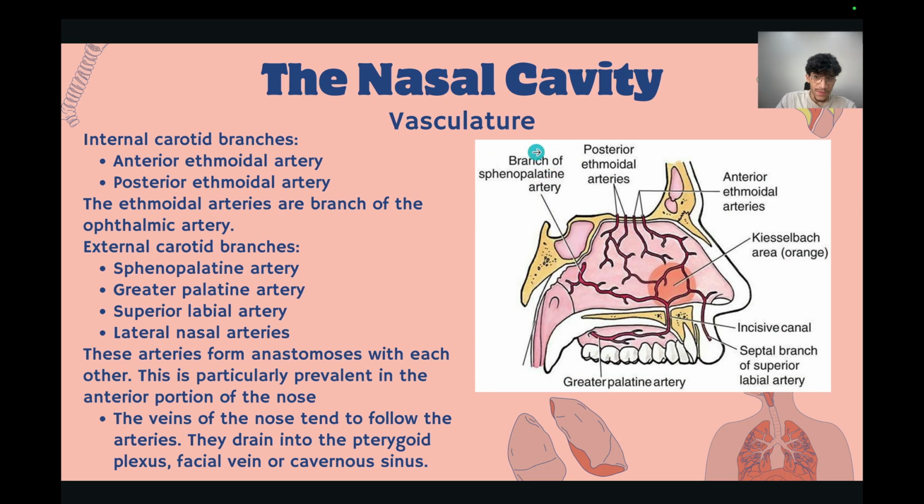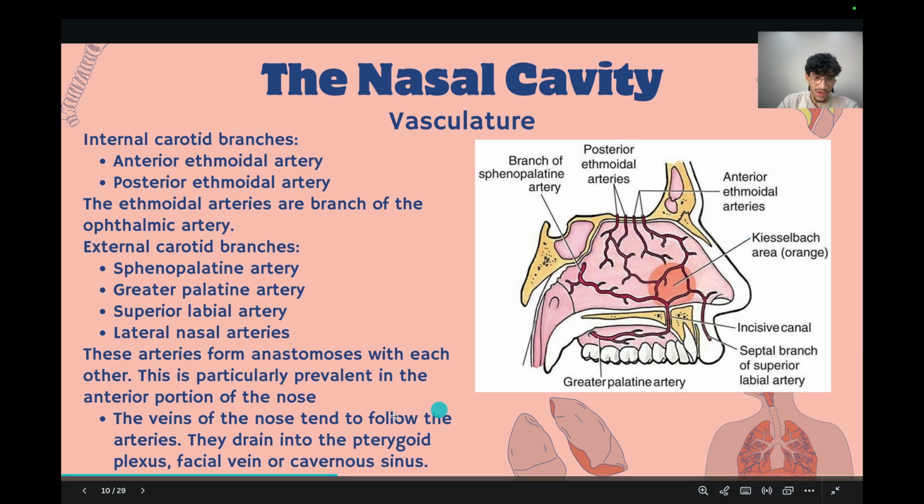Now onto the vasculature. It's pretty long, but inshallah it goes well. We have the internal carotid branches. They have the anterior ethmoidal artery and the posterior ethmoidal artery right here. The ethmoidal arteries are branches of the ophthalmic arteries, and we have the external carotid branches, which have the sphenopalatine artery, greater palatine artery, superior labial artery, lateral nasal arteries, and these arteries form anastomosis with each other. It's prevalent in the anterior portion of the nose, right here.